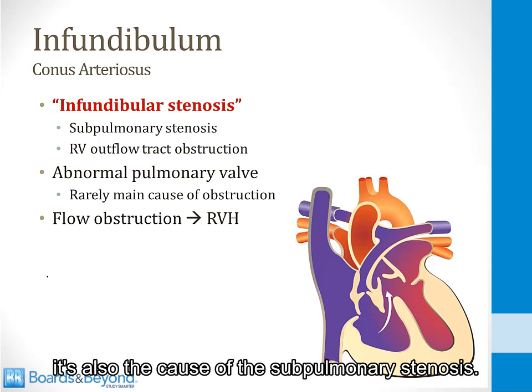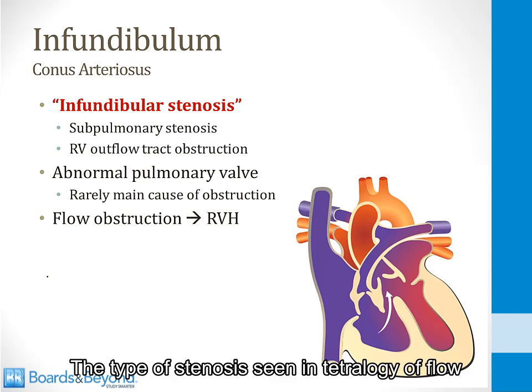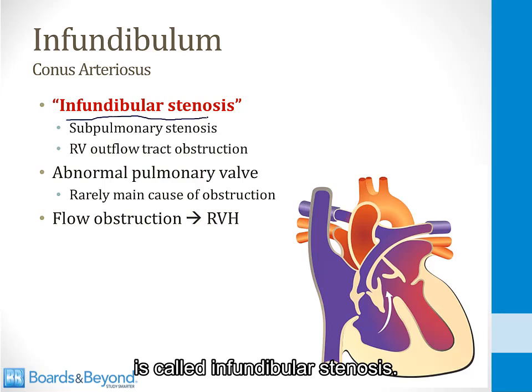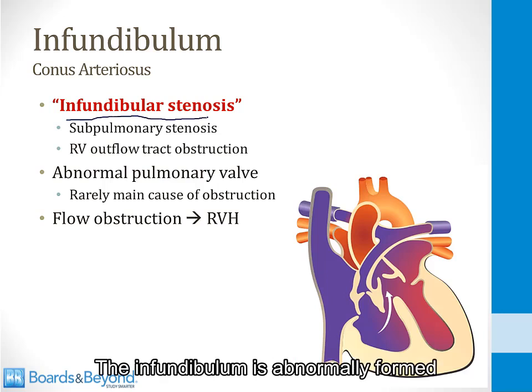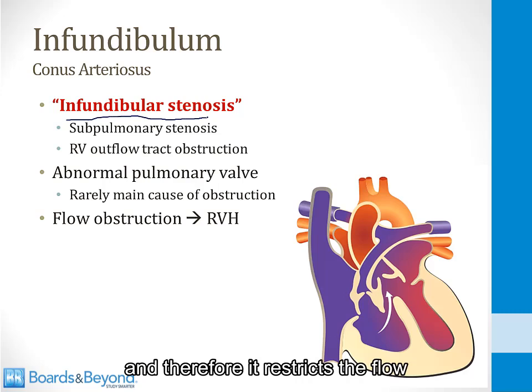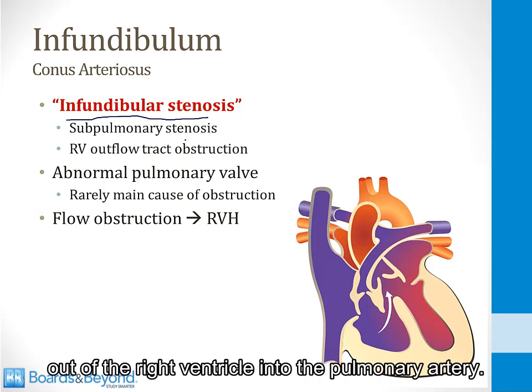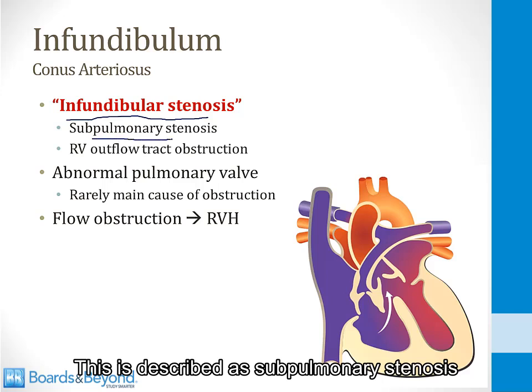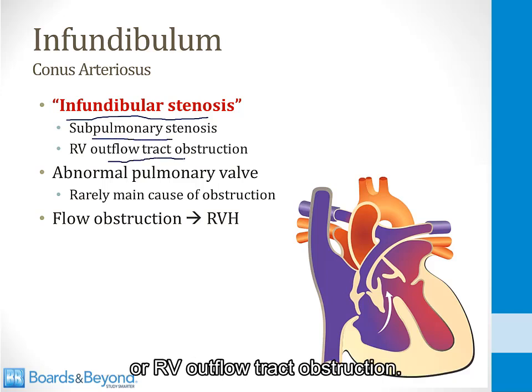Not only is the infundibulum the cause of the overriding aorta and the VSD, it's also the cause of the subpulmonary stenosis. The type of stenosis seen in tetralogy of Fallot is called infundibular stenosis. The infundibulum is abnormally formed, and therefore it restricts the flow out of the right ventricle into the pulmonary artery. This is described as subpulmonary stenosis or RV outflow tract obstruction.